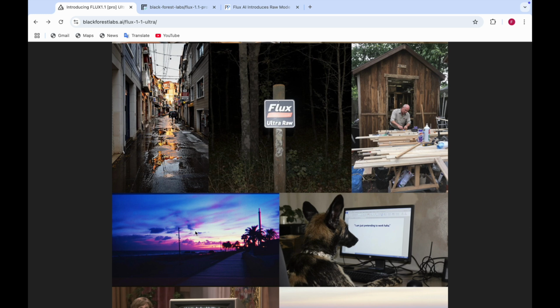This one looks like the scene of a sun rising. And this one looks like a dog who's looking at the computer monitor, which is, of course, not realistic. I mean, dogs don't look at computers or work at computers. And I'm just pretending to work. Haha. Maybe his owner left the computer and the dog is looking at it. It might be like that.